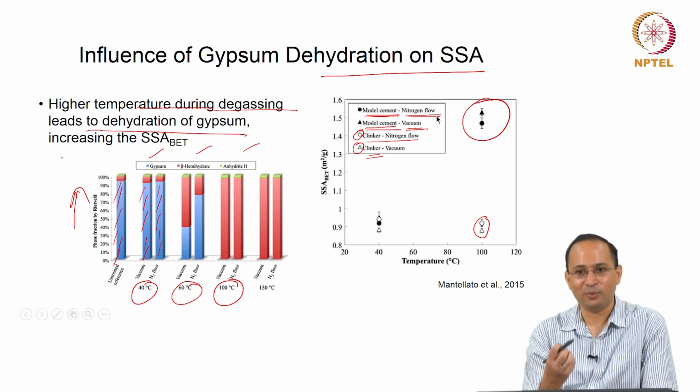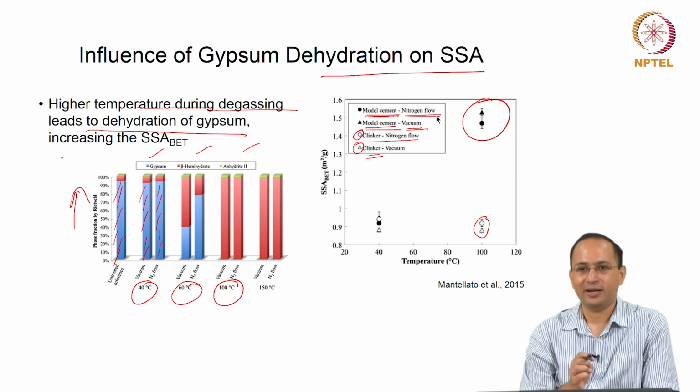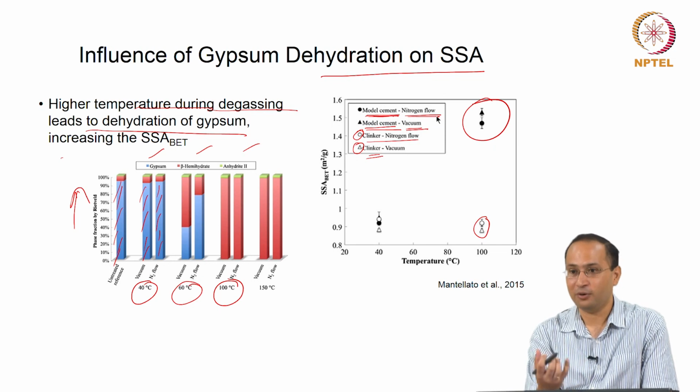So, it depends on the kind of material. If you are analyzing clinker, it is fine maybe to go to a higher temperature for degassing, but if you are working with cement, then it is important to restrict the degassing temperature to 40 degrees Celsius. Okay.